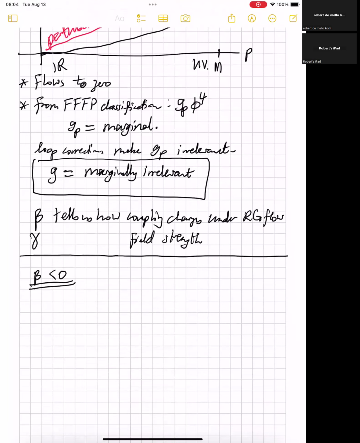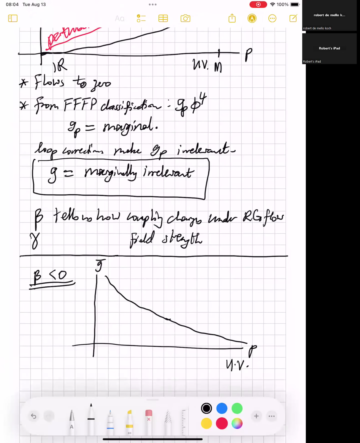When beta is less than 0, you can go through exactly the same calculation. So this will be G bar. This will be the scale P. And what is nice now is that you get the effective coupling actually behaves like this. So in the UV, you are weakly coupled.